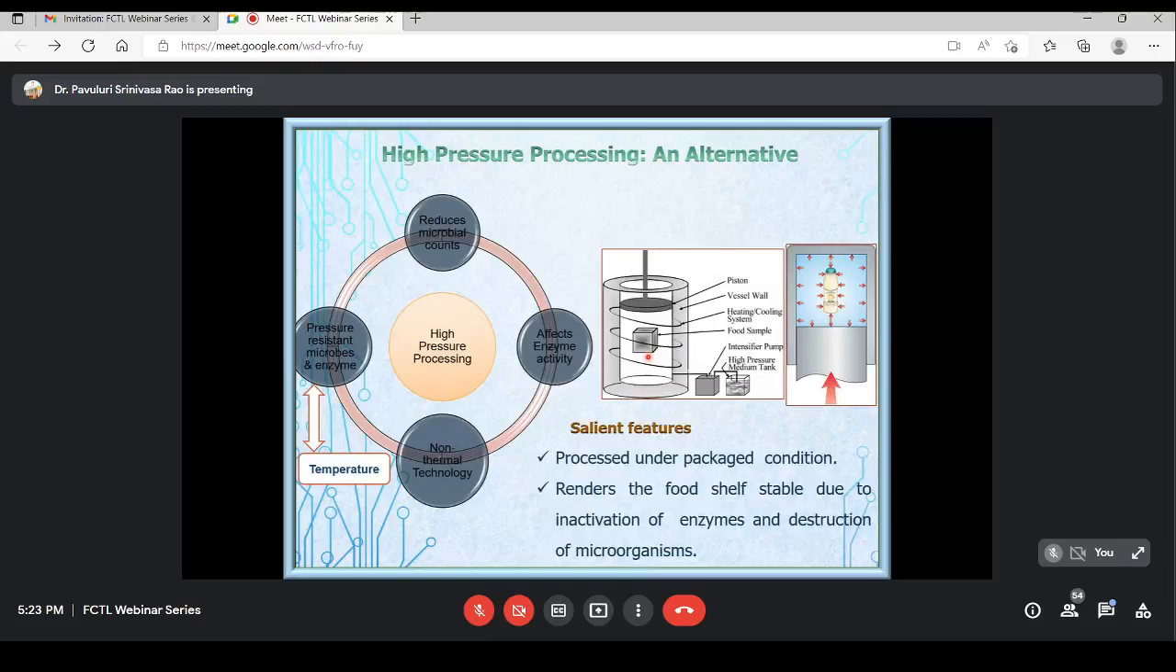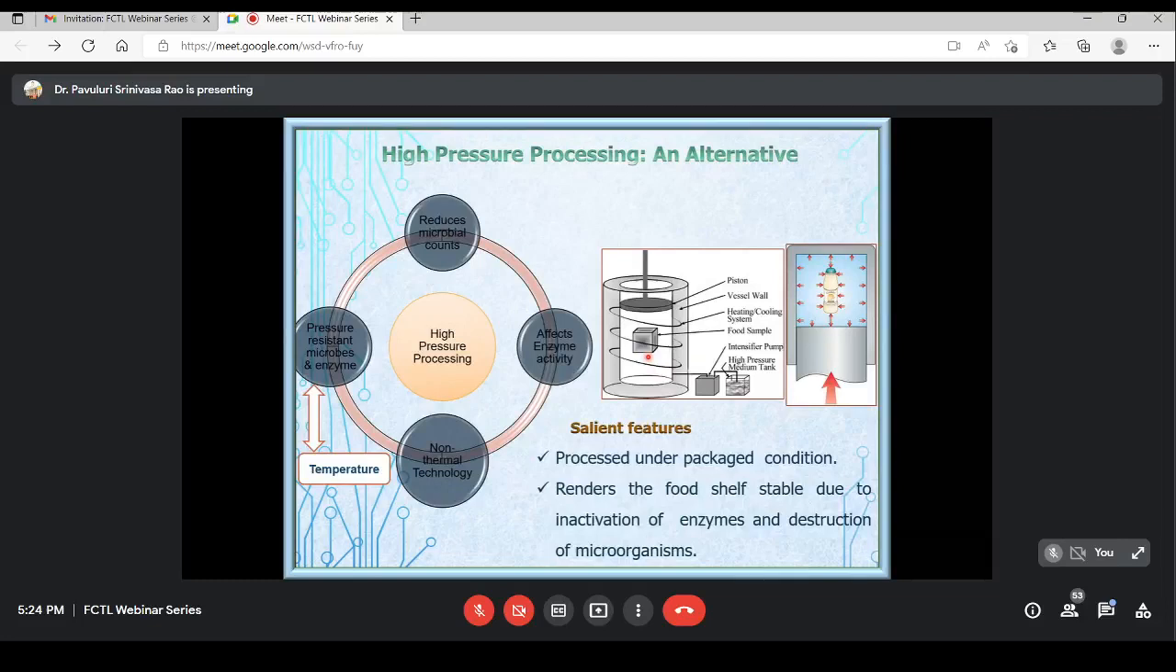The major feature of high pressure processing is that the products are processed in a pre-packaged condition, and the application of high pressure renders the food shelf stable due to inactivation of both enzymes as well as microorganisms. The pre-packaged sample is inserted into a vessel containing a hydrostatic fluid; any kind of liquid can be employed there, and that's why the process is called hydrostatic pressure processing. So the pressure is applied through some kind of hydrostatic medium. Most commonly it is water. However, there are alternative fluids also.